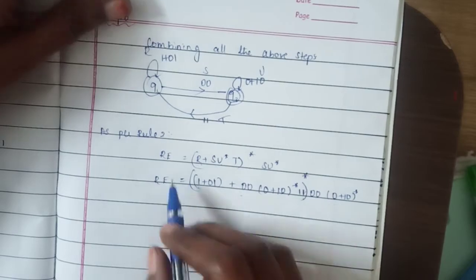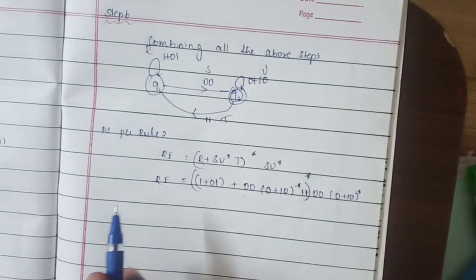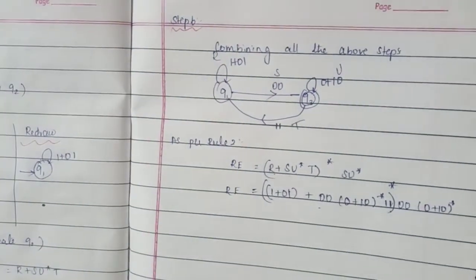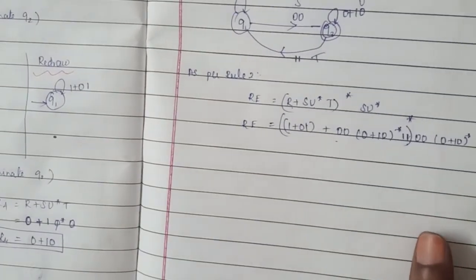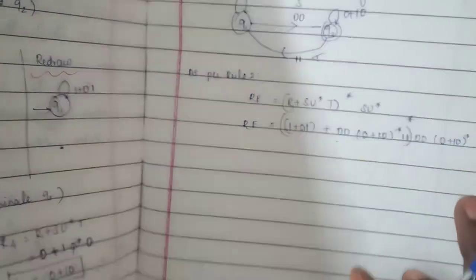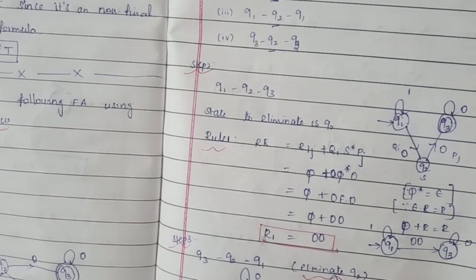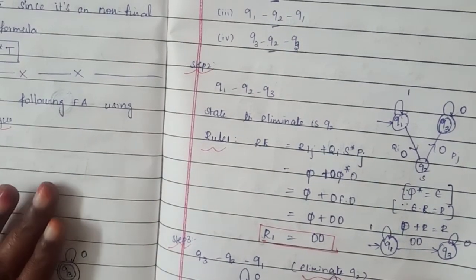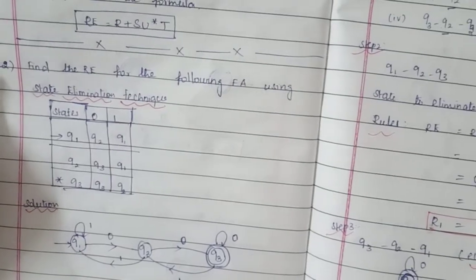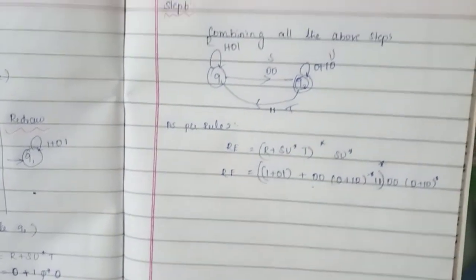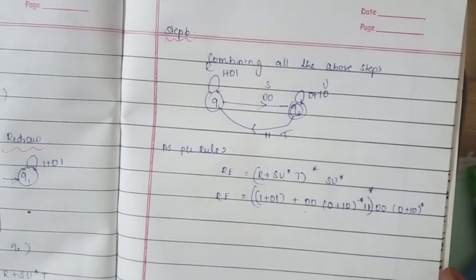So this is the final answer for this finite automata after the reduction process, the regular expression. So by using the state elimination technique we have achieved the regular expression. Okay, see here. Thank you.